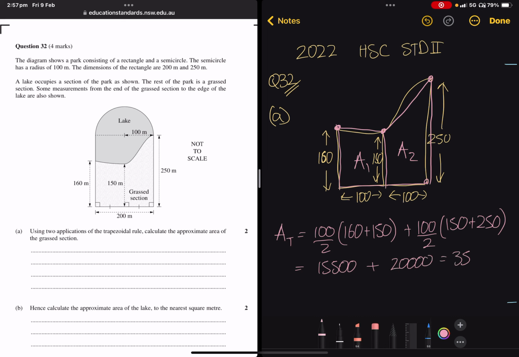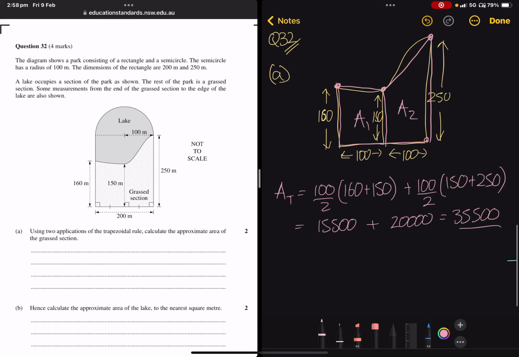So this is 35,500. Now, of course, I'm doing these individually. We could also put the whole expression into the calculator. So we will do this to check, because this is quite a good habit to get into, especially when you're in exams. It's better not to use a calculator in class if you can avoid it as much as possible. But once you're in exams, use your calculator to check. So we should have 35,500. All right, excellent. So this is the approximate area of the grass section.